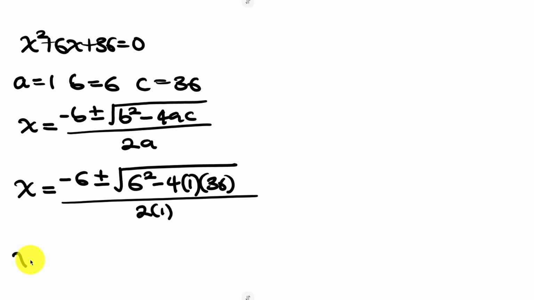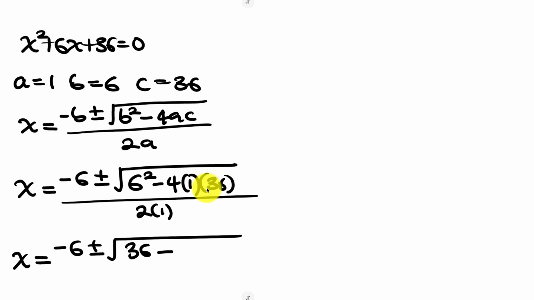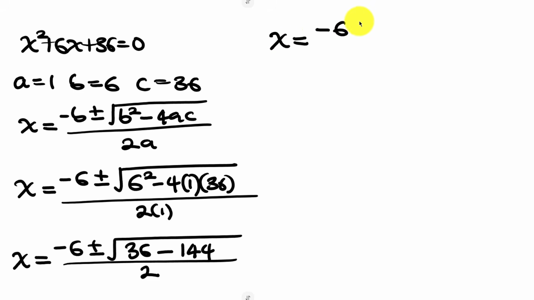So this simplifies into x equal to negative 6 plus or minus the square root of 6 squared, which is 36, minus 4 times 1 times 36, which is 144, all over 2 times 1, that is 2. So simplifying further, x is equal to negative 6 plus or minus the square root of 36 minus 144, which is negative 108, all over 2.